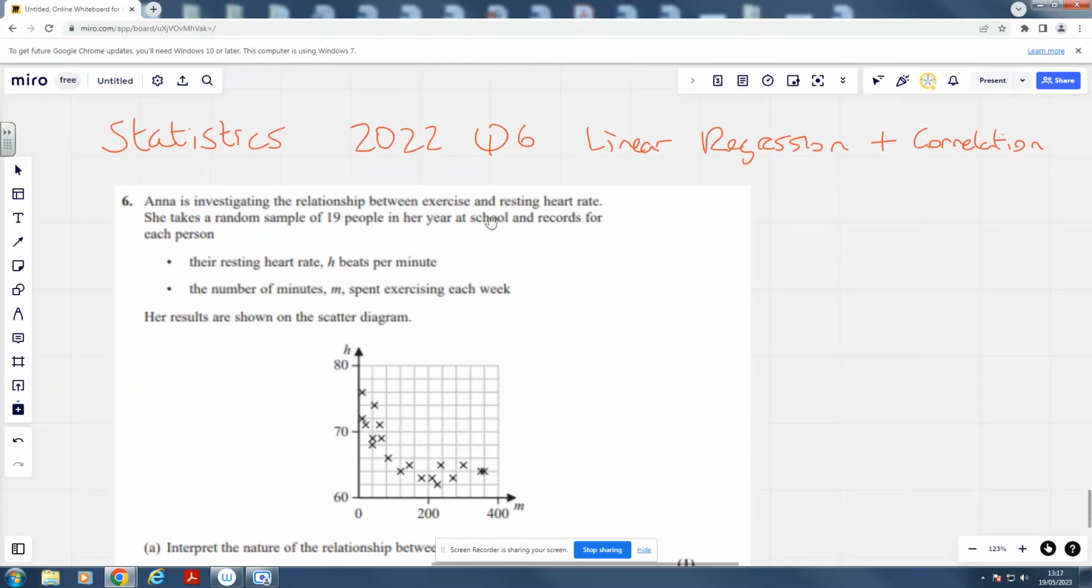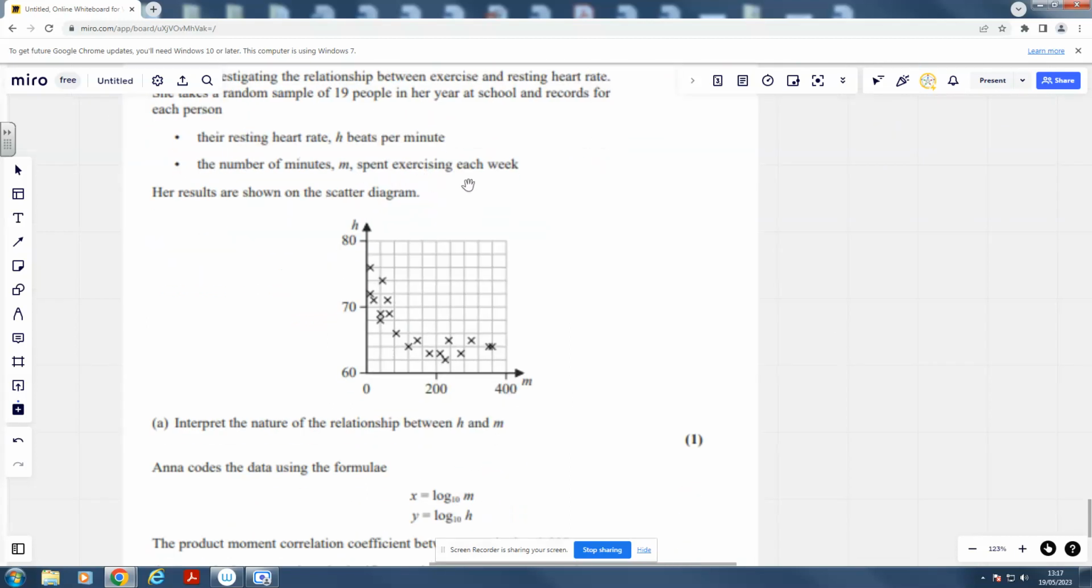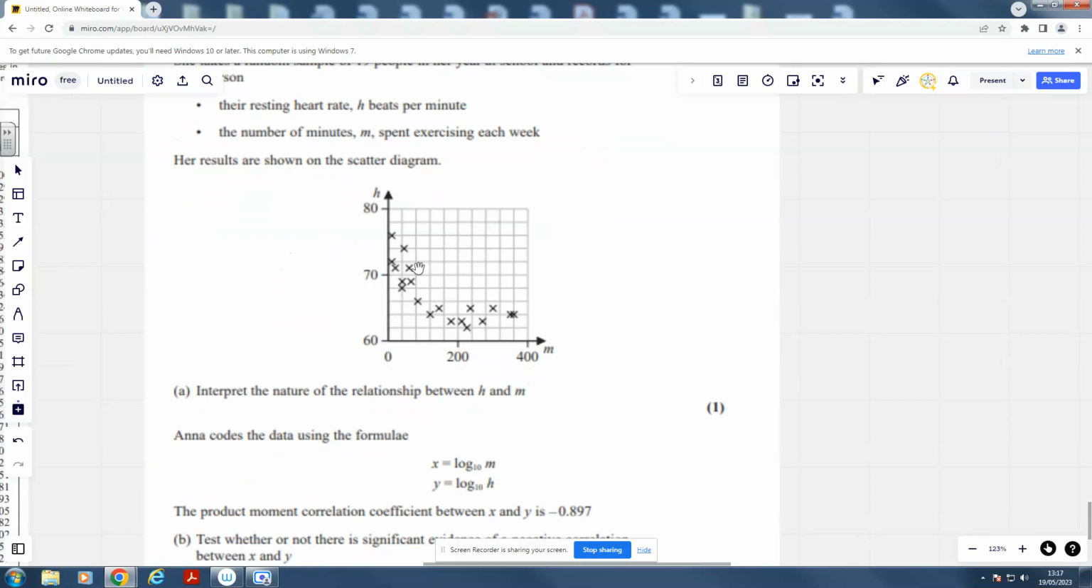Anna is investigating the relationship between exercise and resting heart rate. She takes a random sample of 19 people, N is 19, in a year, and records for each person their resting heart rate and the number of minutes spent exercising. So here's the results. Now, this looks kind of like an exponential curve to me.